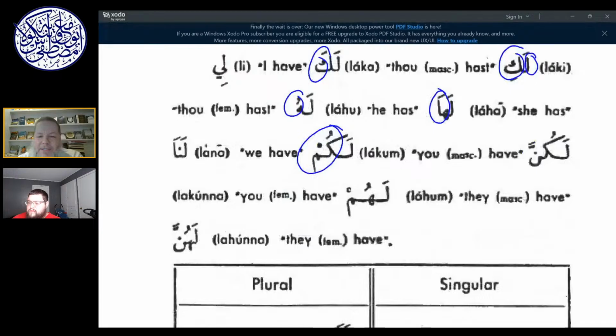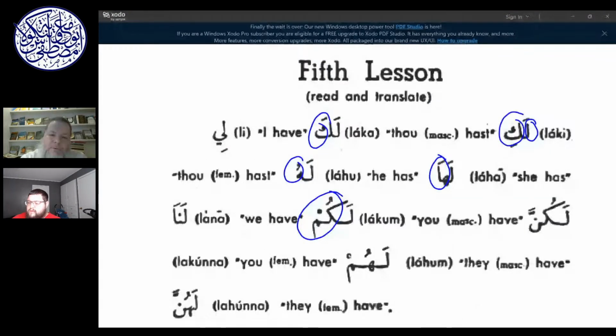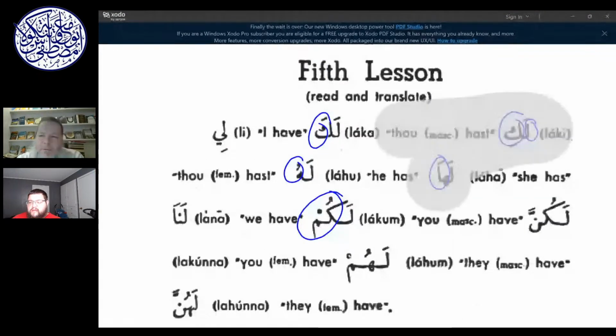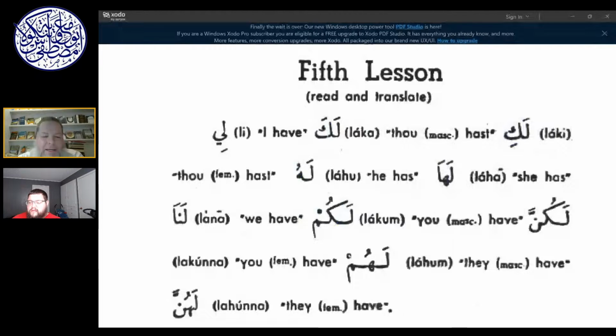You remember the word for house? Bait. Li bait. I have a house. Laka bait. You have a house. You see what I'm saying? Yeah. And you'll be able to start to make short sentences. That's a short sentence. It's not a lot. Li bait. Laka bait. Li kelb. Laka kelb. Right? Li qalam. Qalam.